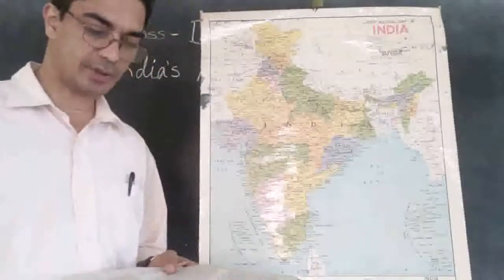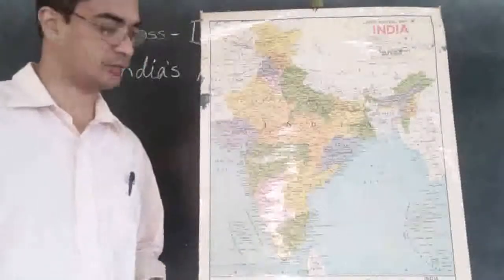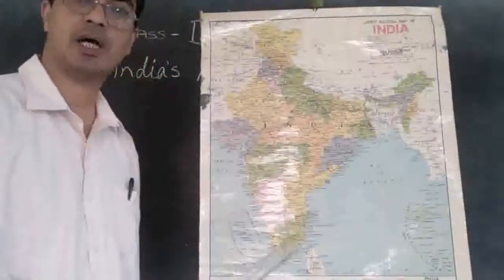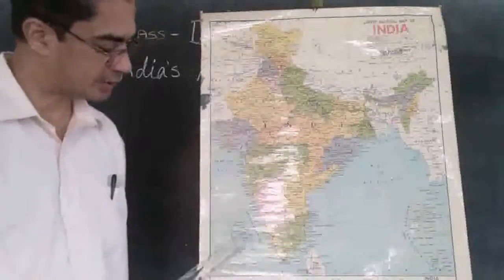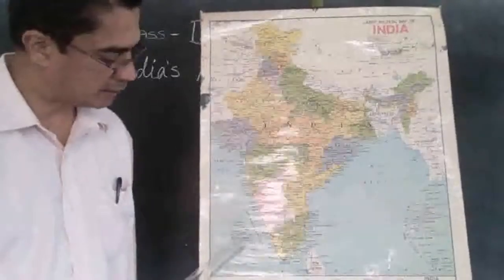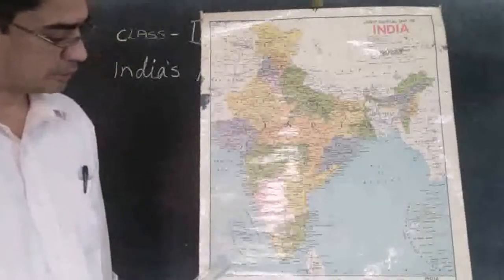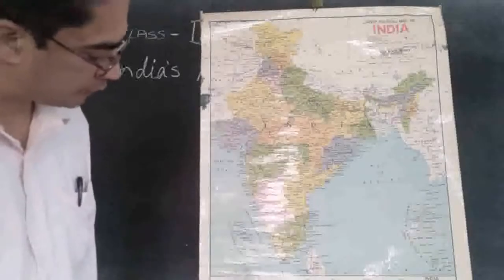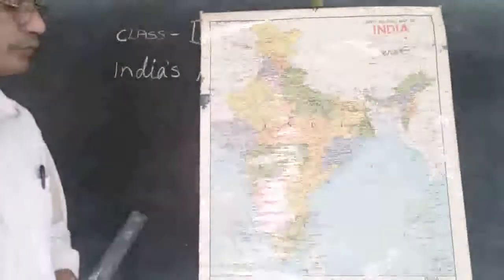Then our southern neighbors across the sea consist of two island countries. So here in the southern part of our country we have two neighbors. One is Sri Lanka, another one is Maldives. So Maldives are here. Sri Lanka and Maldives are our neighbors in the southern part of our country.